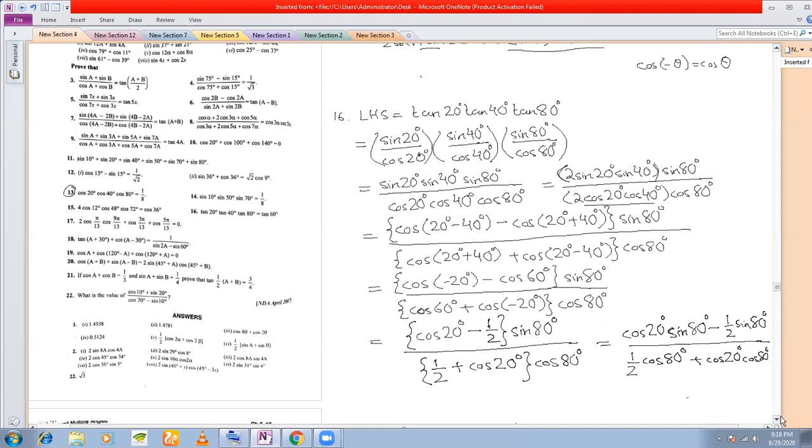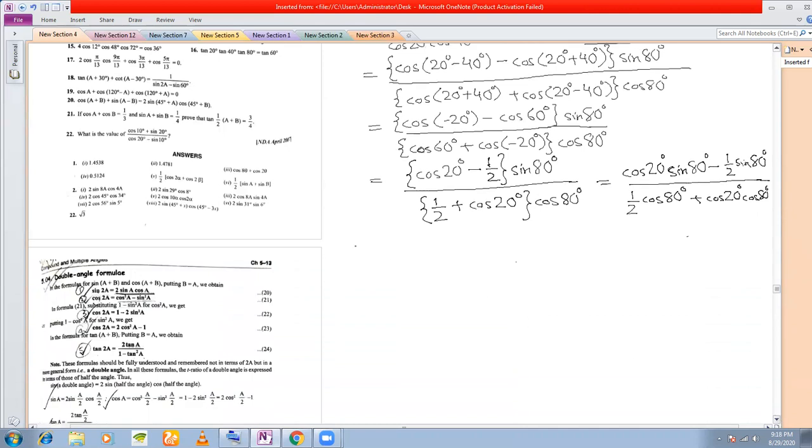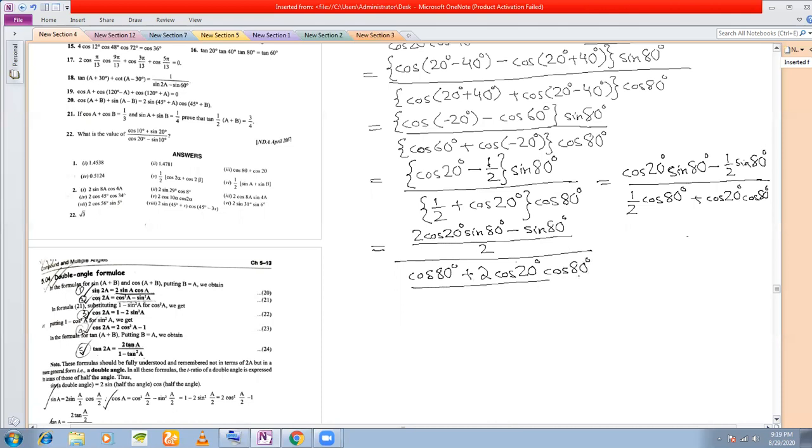Now you take the LCM in the numerator and denominator. If you take the LCM, you get 2 cos 20 degree sin 80 degree minus sin 80 degree whole divided by 2. And in the denominator, if you take the LCM, you're going to get cos 80 degree plus 2 cos 20 degree cos 80 degree whole divided by 2.